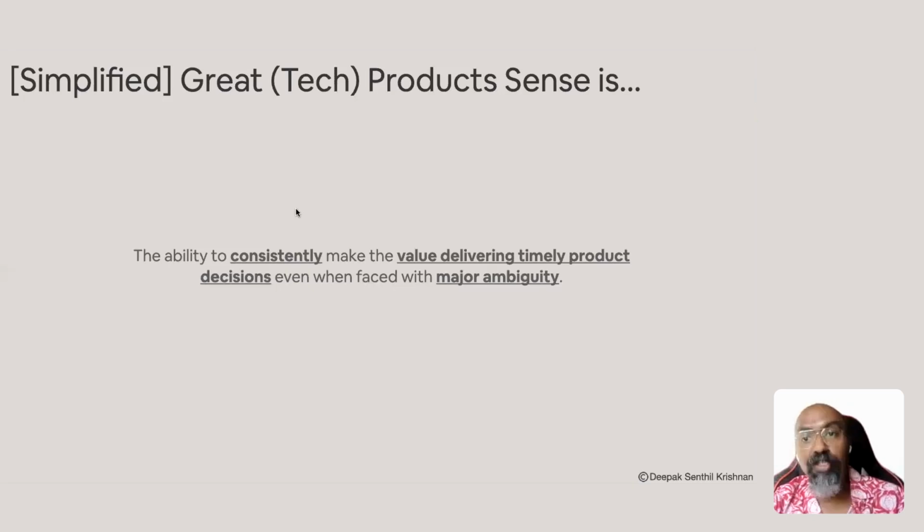Which user needs matter the most? Which business needs matter the most? What kind of technology choices do we make? What are the limitations? Ultimately, each of these is a decision, and you'll see the nuances of these decisions as we do our live course as well, right? So, recapping, great product sense is consistently making great product decisions that deliver value in a timely manner, even in the face of incredible ambiguity.